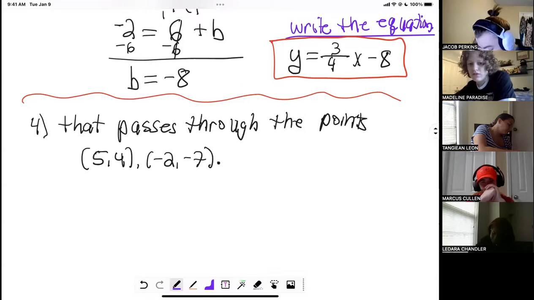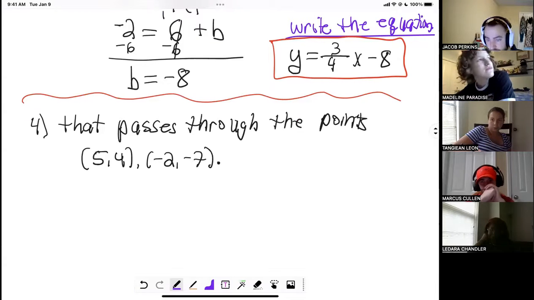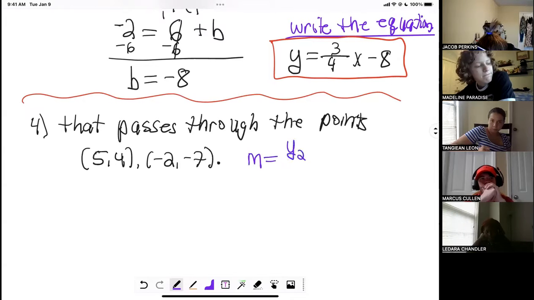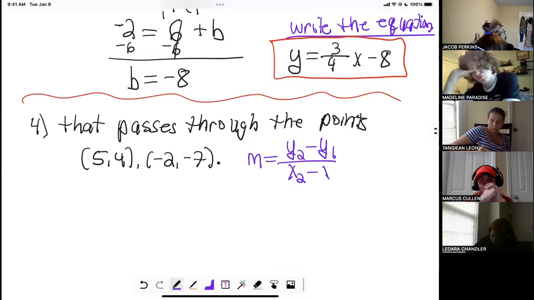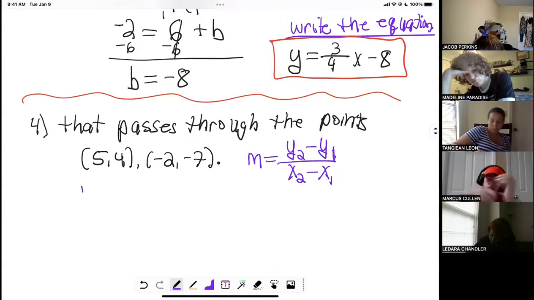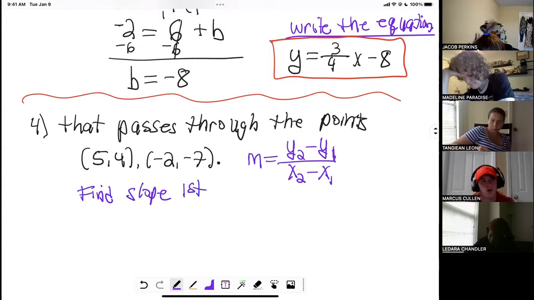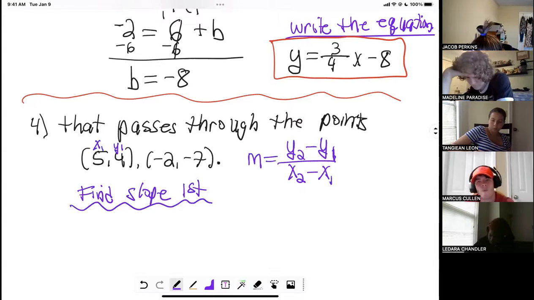Last time we met, we talked about how to find the slope from a line, right? I'll remind you. Y2 minus Y1 over X2 minus X1. So we're going to do that first. We're going to find slope first. So when you're given 2 points on a line, you're going to find the slope first. So here's my first X. This is my first Y. This is my second X. This is my second Y.